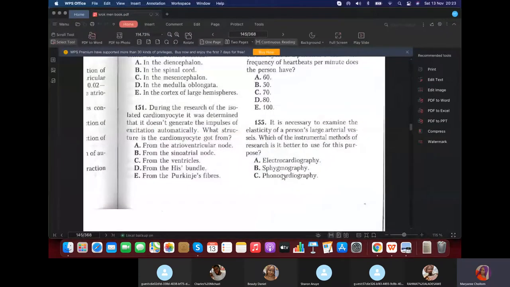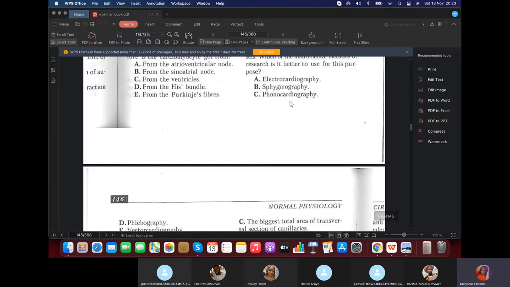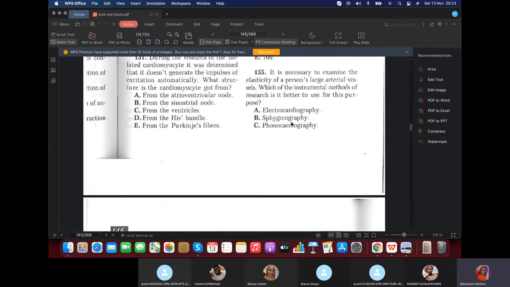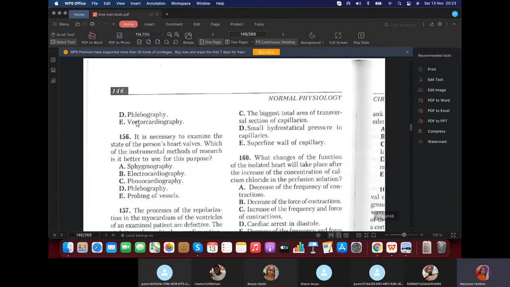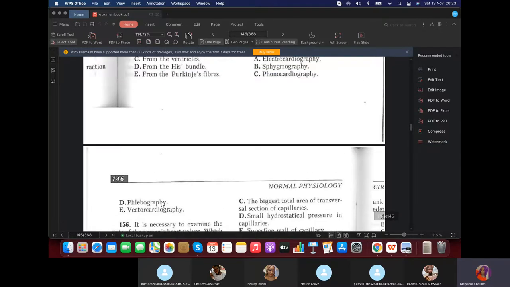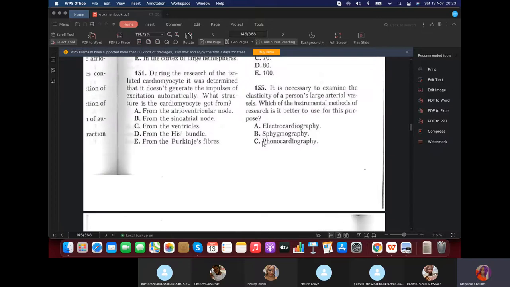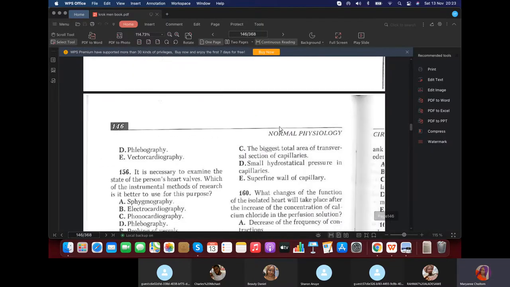So let's eliminate. Why not electrocardiography? Because that's ECG. Phonocardiography checks the sound produced by the heart valves. Vector cardiography doesn't even rank in our question. Phlebography is phlebo, vein, so that's why it's not it. It's self-explanatory.